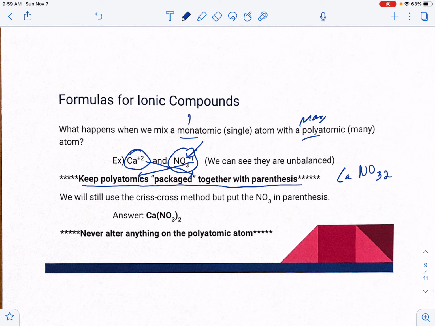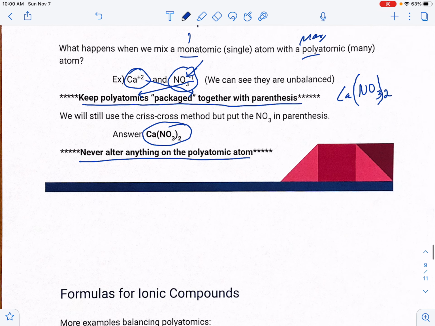Okay, so if I need 2 nitrates, I need you to put nitrate in parentheses so we don't touch that, and then you can put the 2 on the outside. So your correct answer would be right here. You have 1 calcium and 2 nitrates. So again, I cannot stress this enough, you never touch anything on the polyatomic. Just leave it alone. Okay.